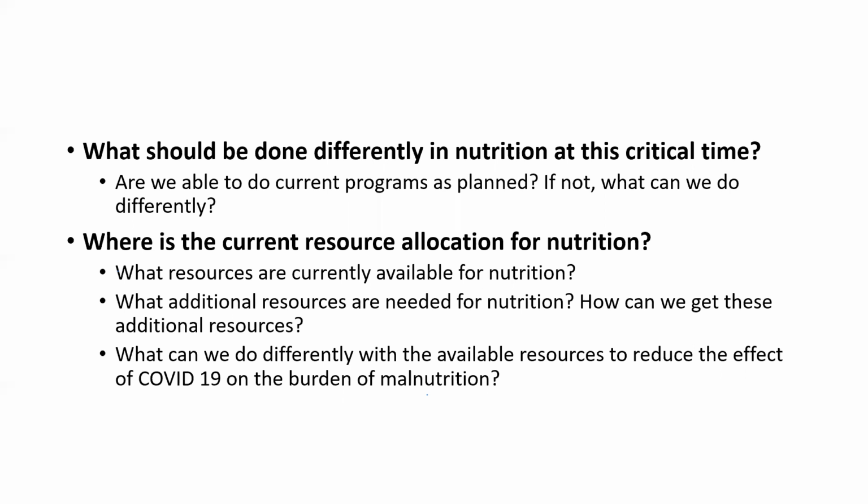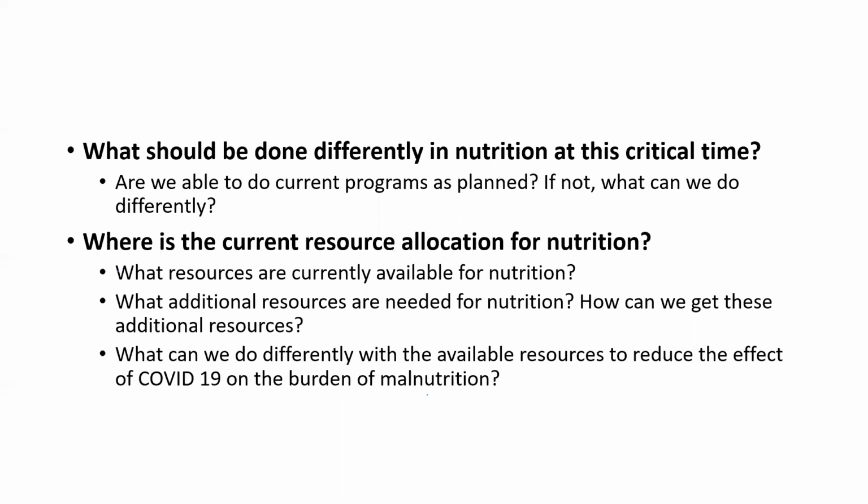And the other is what additional resources are needed for nutrition, and how can we get these additional resources? This has to be seen proactively before we are facing this challenge. And what can we do differently with the available resources to reduce the effect of this epidemic on malnutrition? So these are the questions I want to put emphasis on for the discussion.